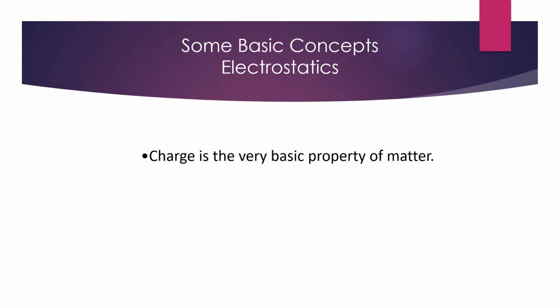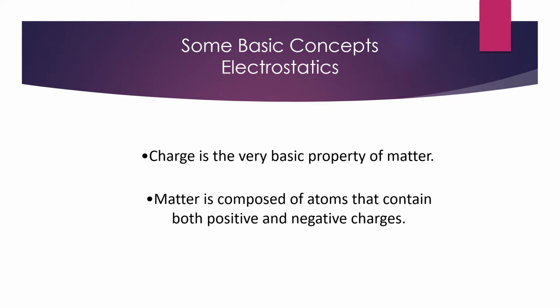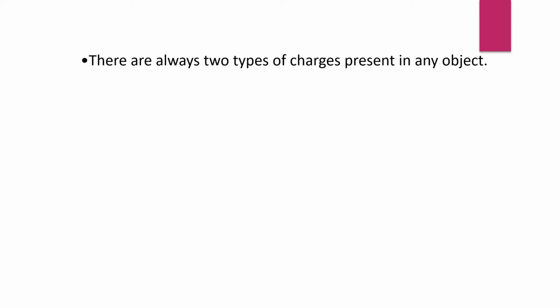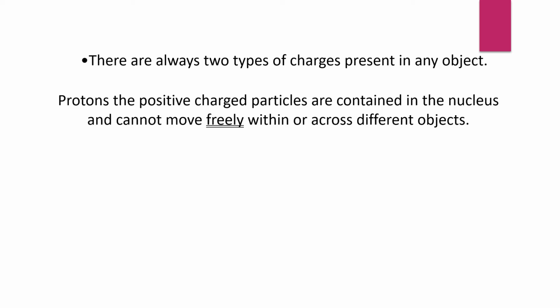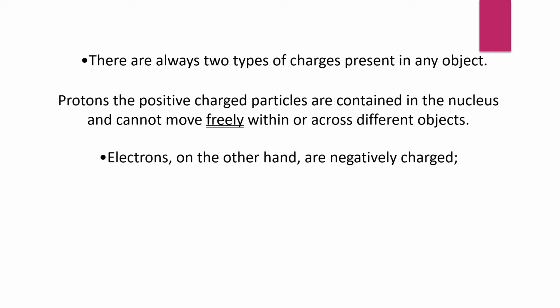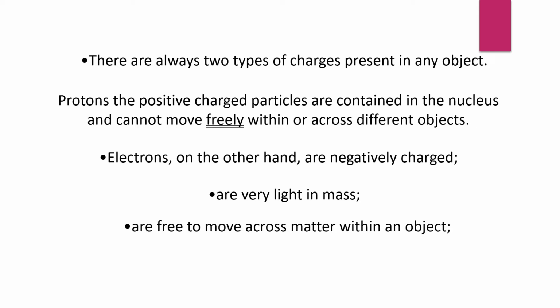Charge is the very basic property of matter. Matter is composed of atoms that contain both positive and negative charges. There are two types of charges present in any object. Protons, the positive charged particles, are contained in the nucleus and cannot move freely within or across different objects. Electrons, on the other hand, are negatively charged, are very light mass, are free to move across matter within an object or across different objects.